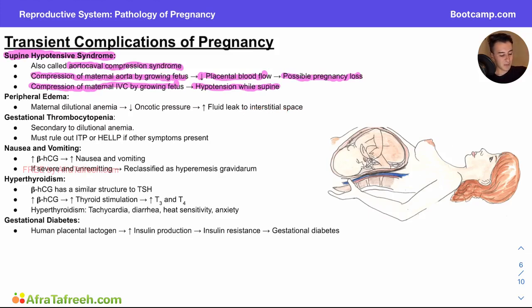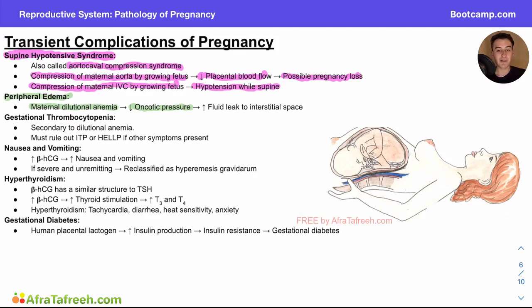Next, let's move on to talk about peripheral edema. So in our physiology of pregnancy video, we talked about the fact that mothers undergo a dilutional anemia. They are rapidly expanding their blood volume, and it takes a while for the production of red blood cells and proteins and other solutes in the blood to keep up with that volume expansion, and so they have relatively dilute blood. And what happens here is this dilutional anemia is going to lead to decreased oncotic pressure. Remember, oncotic pressure is created by things like solutes and red blood cells and proteins like albumin in the blood. And if we have dilute blood, our oncotic pressure is going to be reduced.